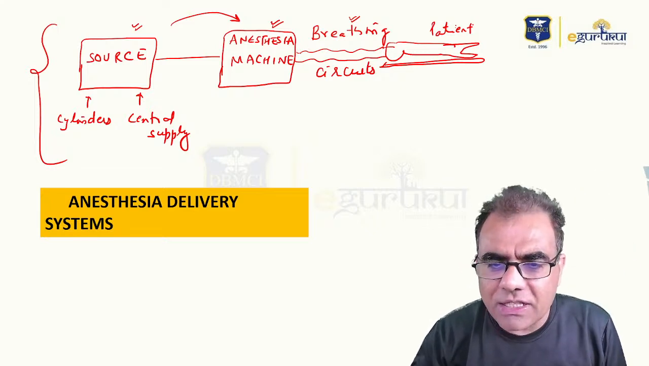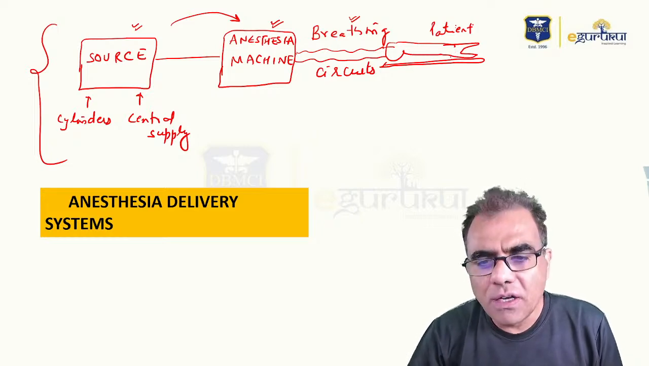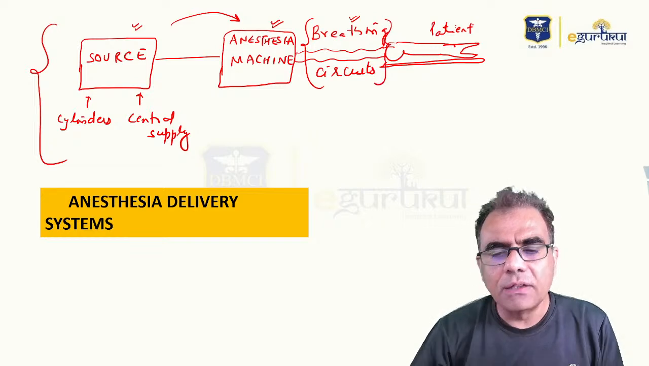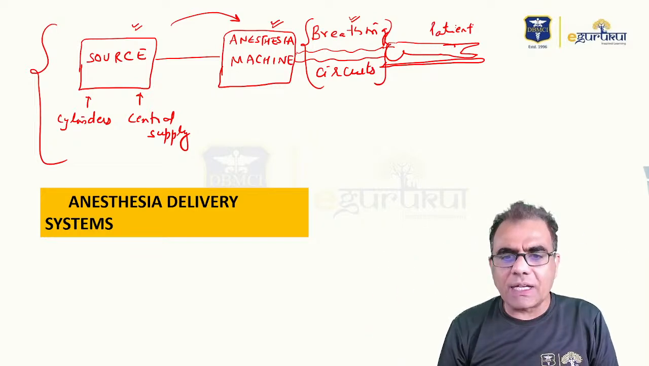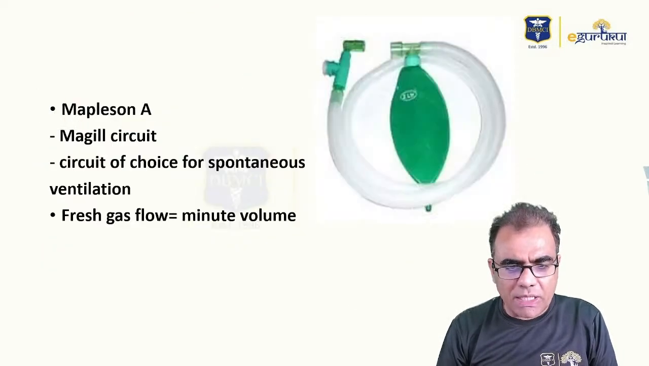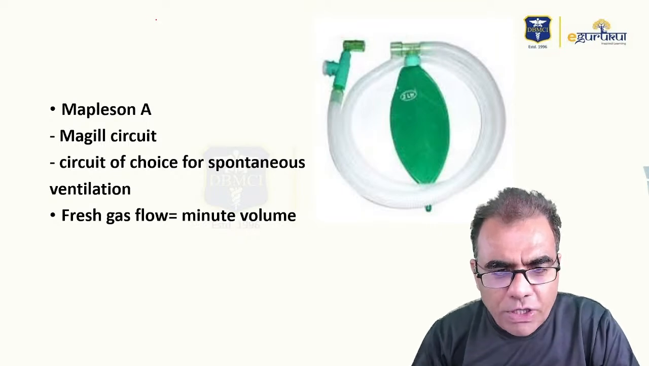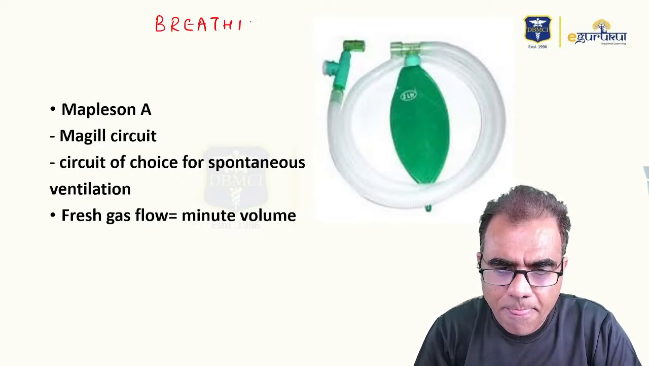So after this, these gases from the anesthesia machine will be delivered to the patient. And for that delivery, you need some tubings, breathing circuits. These tubings are called breathing circuits. So breathing circuits are nothing but the tubings which connect the anesthesia machine to the patient.